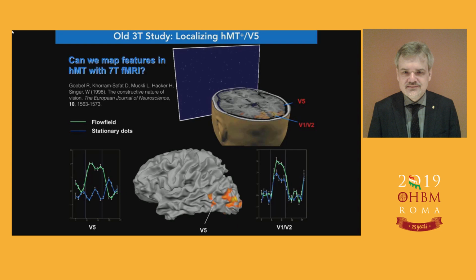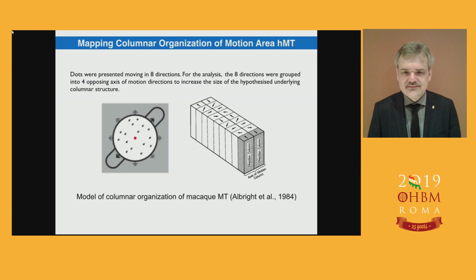So the question has now turned, with high field imaging, into the question, can we map the features in human MT with 7 Tesla, and this is direction of motion. So we tried that, and we used motion in 8 different directions, using actually the model which Scheinost presented this morning. We used it actually for our study some years ago, a very early version.